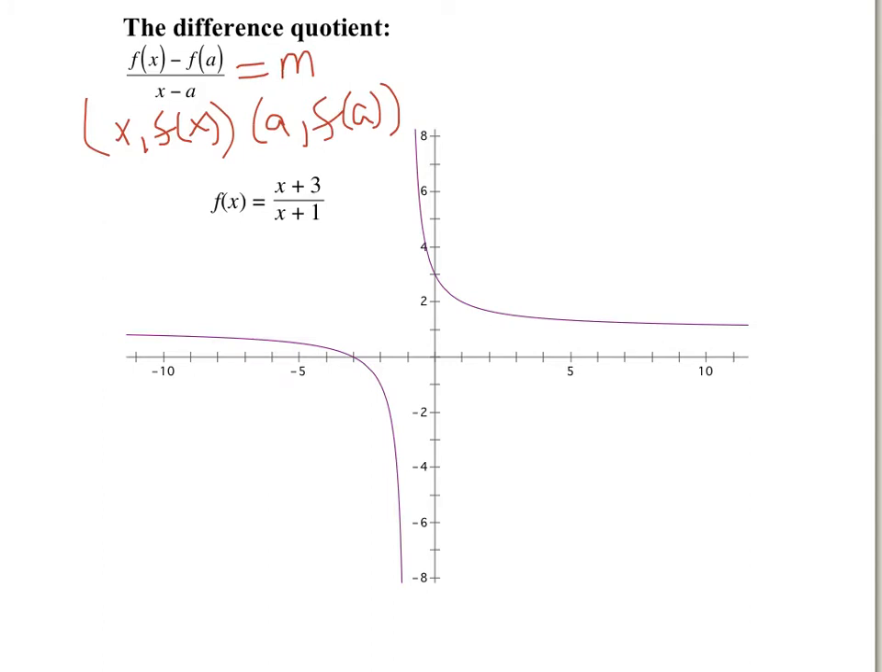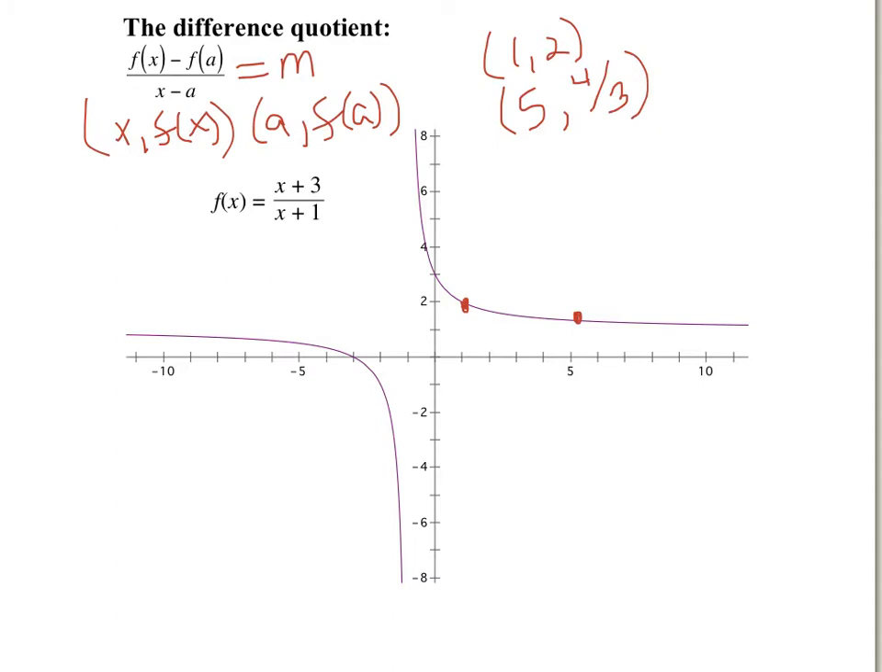One of the reasons that we like the difference quotient is that it allows us to find multiple slopes without having to repeat the process. For instance, say I wanted to know the slope between the point (1, 2) and several other points, like the point with x equal to 5. In order to find the corresponding y value, I would simply take 5 plus 3, which is 8, divided by 5 plus 1, which is 6, so it would reduce to 4 thirds.